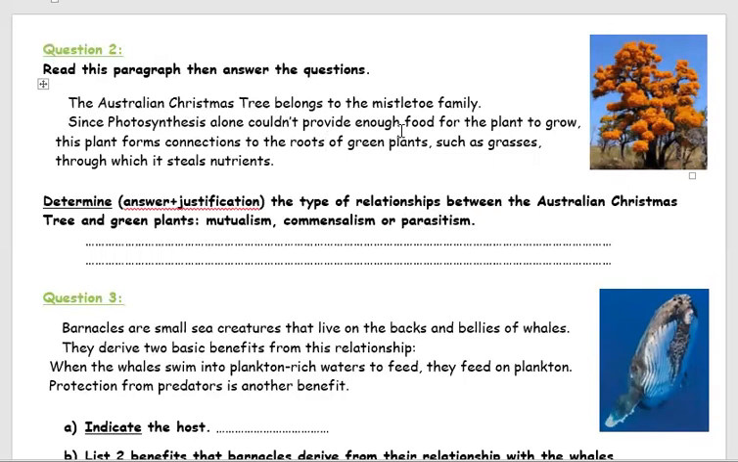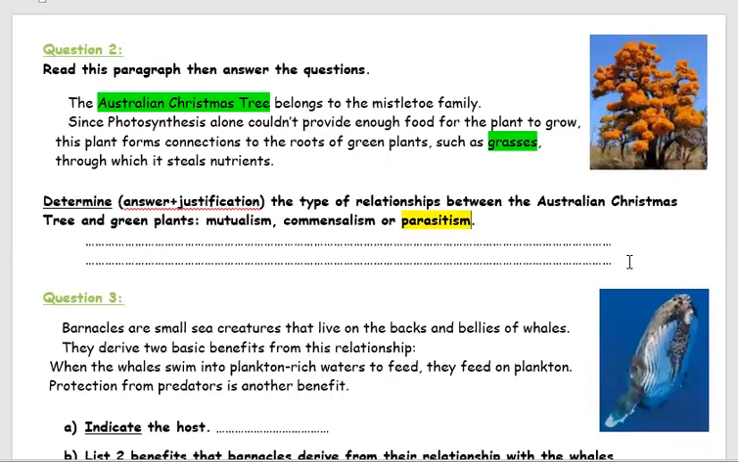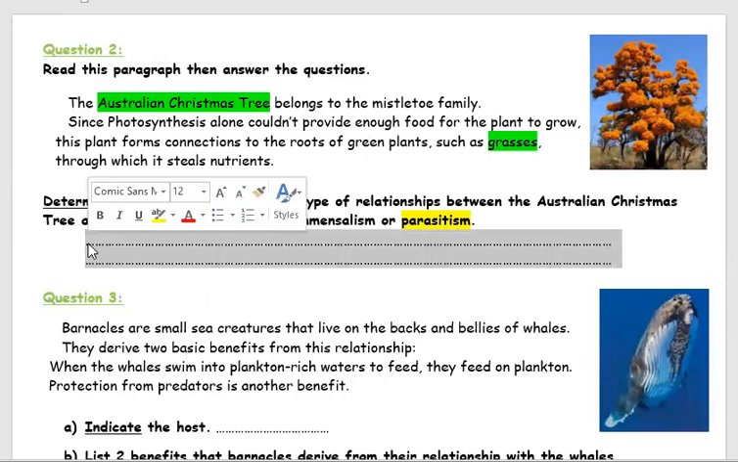Here we have two organisms. We have the Australian Christmas tree, but also the grasses. Let's think. Which organisms benefit? The Australian Christmas tree benefits by taking the needed nutrients from the grasses. In this case, grasses are being harmed, right? There is another organism stealing their nutrients. So here we're talking about parasitism for sure. In here, the parasite is the Australian Christmas tree and the host is the grass.